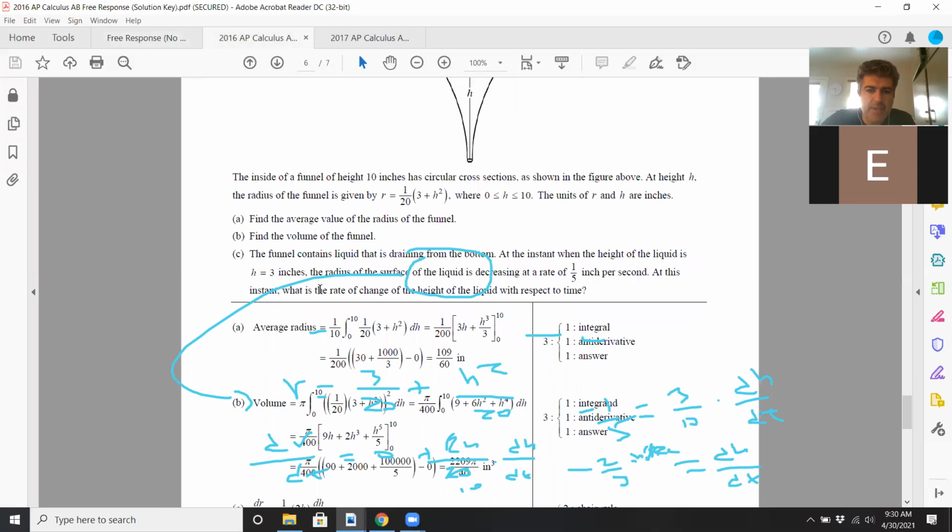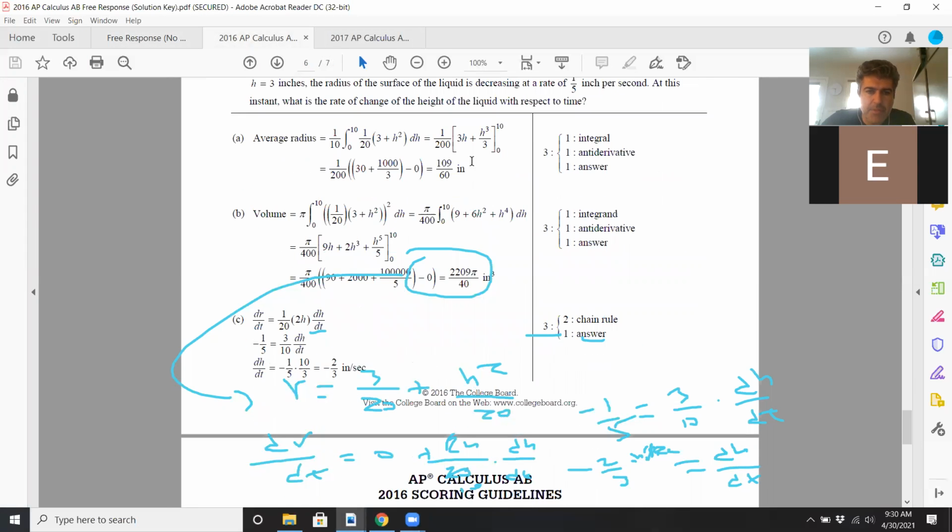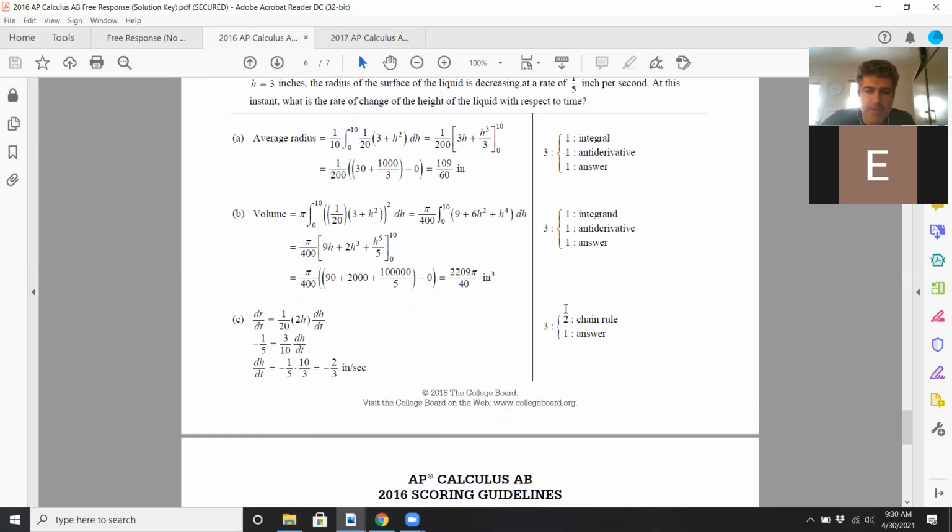And if I look at my answer key, yep, negative 2/3 inches per second. 2 points for actually the chain rule. So my guess is probably knowing to do this and knowing to do that. Probably those were the 2 points. Or maybe that was a point and that was a point for substituting for dr dt, perhaps. I don't know how they exactly divide those points, but 1 point for the answer also.